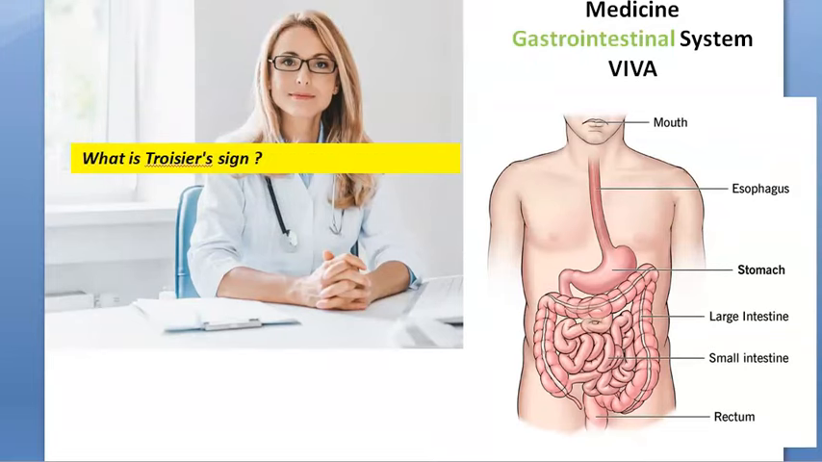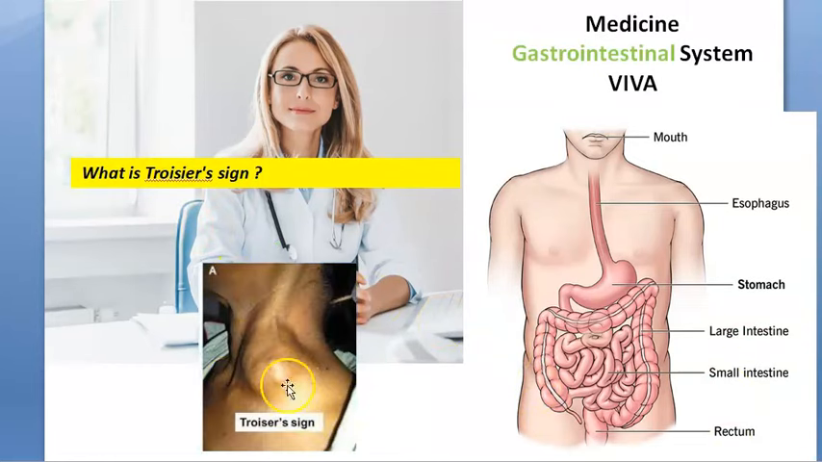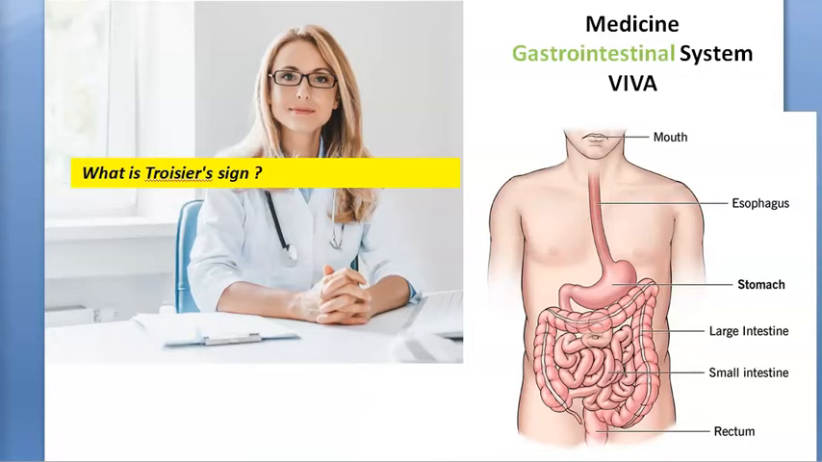What is Troisier sign? Ma'am, Troisier sign is when we see the virchow's lymph nodes. The Virchow's gland is palpable, ma'am. Palpable, hard and fixed lymph nodes in between the two heads of the left sternocleidomastoid muscle, Troisier sign. Ma'am, this could be a sign of gastric carcinoma. It can also be because of ovarian cancer, testicular cancer, kidney cancer also, ma'am.